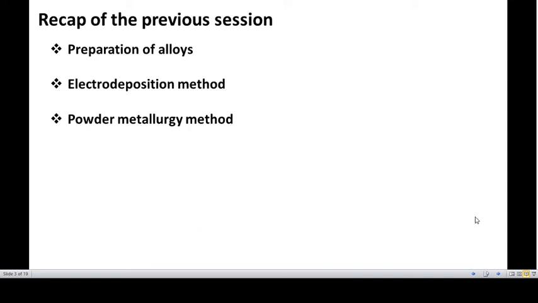In our previous session, we had a detailed discussion on the preparation of alloys by two methods, that is the electrode deposition method and the powder metallurgy method. We gave a few examples for these two methods, and we discussed the advantages of these two methods.